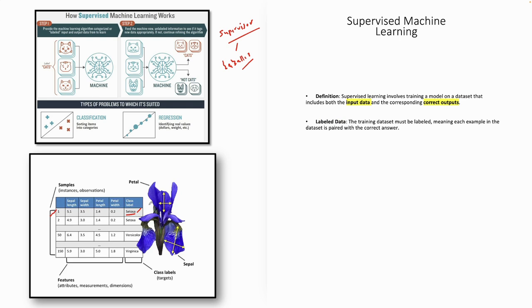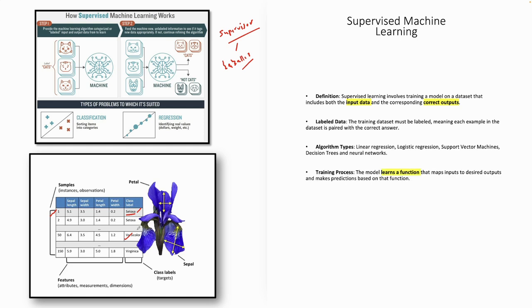Okay, so as I said, it's labeled data. The training data set must be labeled, meaning each example is paired with the correct answer. Very, very true. As you can see, we are giving all the length and width of petal and sepal, and we are also giving the correct answer, like what class it belongs to. Okay, and there are different algorithm types in supervised machine learning. You could talk about linear regression, logistic regression, SVMs like support vector machines, decision trees, and neural networks, which you'll actually study in deep learning as well.